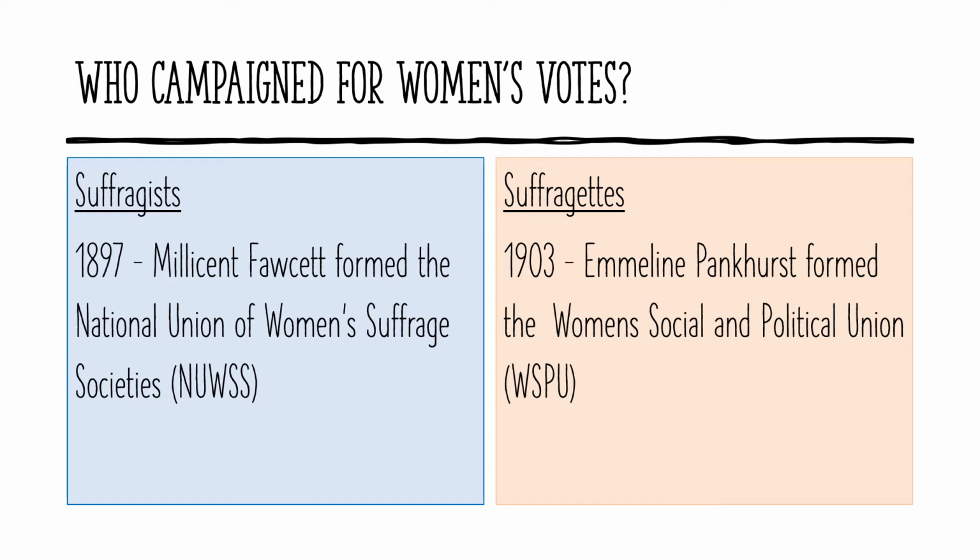So they decided to form their group, and they could see that being violent was quite big news, and it made the headlines a lot, and people tended to listen. So they seized that opportunity and went for more of a violent approach to getting the vote, whereas the suffragists were more of a peaceful protest group.